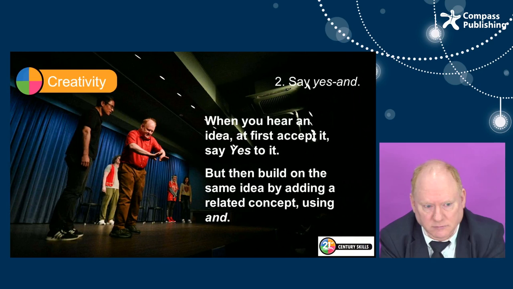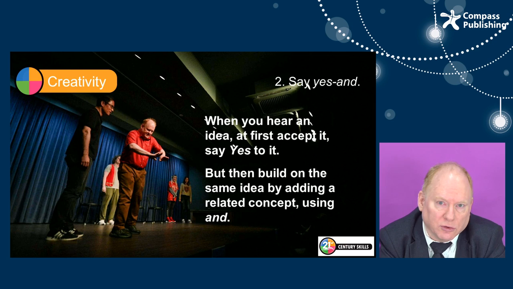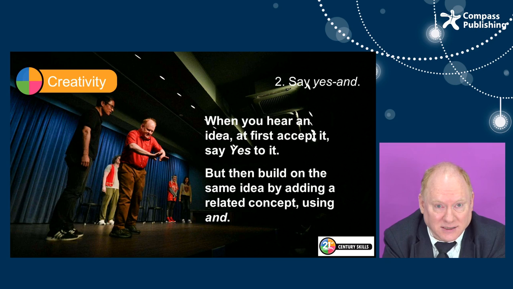Another aspect about creativity is saying yes and. This is an interesting concept. Yes, that's a picture of me in there. There's a kind of acting I do called improv or improvisational theater. This is acting with no script. You get the ideas from the audience and boom, you have to do something. How do you do something like that? Well, one of the rules that improvisers talk about is saying yes and. And a lot of books on creativity point out yes and as a principle.